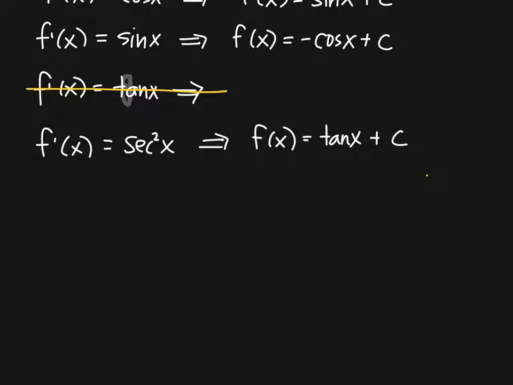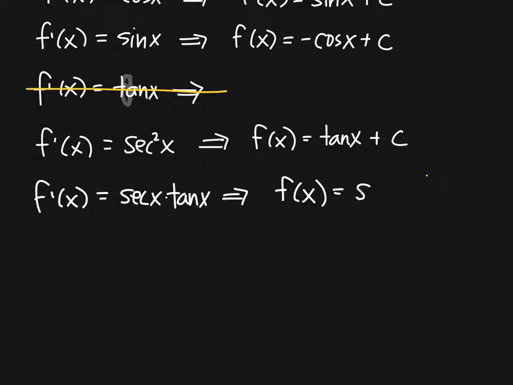Secant x. Josh, that's what I was going to say. Which one? Secant x tangent x. So you were going to say the one that is secant x times tangent of x. All right, what is that one? It is just secant itself plus c, without the tangent. Okay, we got two more.